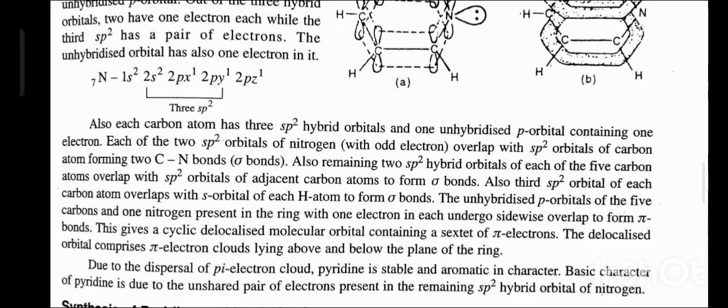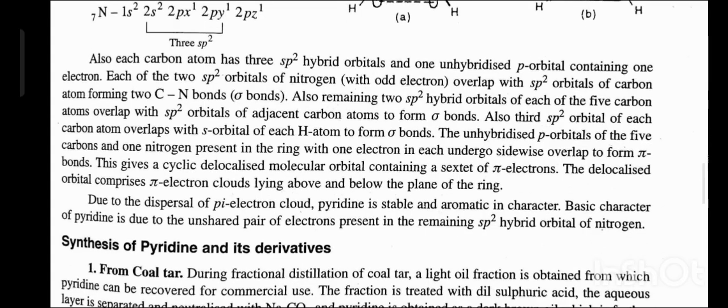The unhybridized p orbitals of the 5 carbons and 1 nitrogen present in the ring, with 1 electron in each, undergo sidewise overlapping to form a pi bond. Thus this gives a cyclic delocalized molecular orbital containing a sextet of pi electrons. The delocalized orbital comprises a pi electron cloud lying above and below the plane of the ring. Due to the dispersal of the pi electron cloud, pyridine is stable and aromatic in character. The basic character of pyridine is due to the unshared pair of electrons present in the remaining sp2 hybridized orbital of nitrogen.